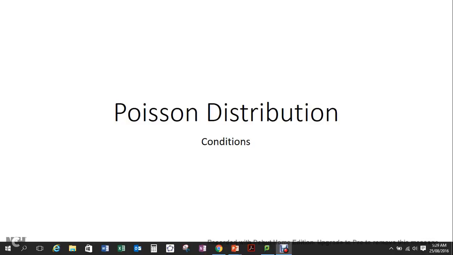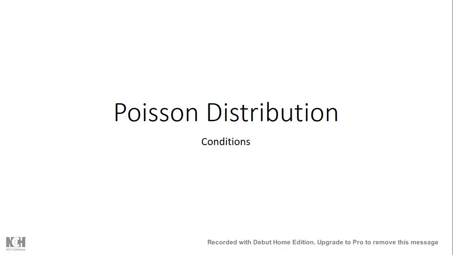How are we going to decide if we have a Poisson distribution? This is important when you're sitting NCEA level 3 probability distributions. You're not told which distribution it is, so I'm going to give you some tricks to help you remember. Let's get started straight away.